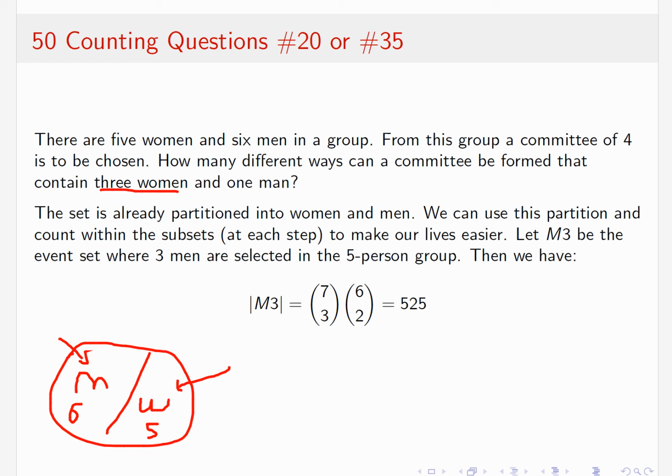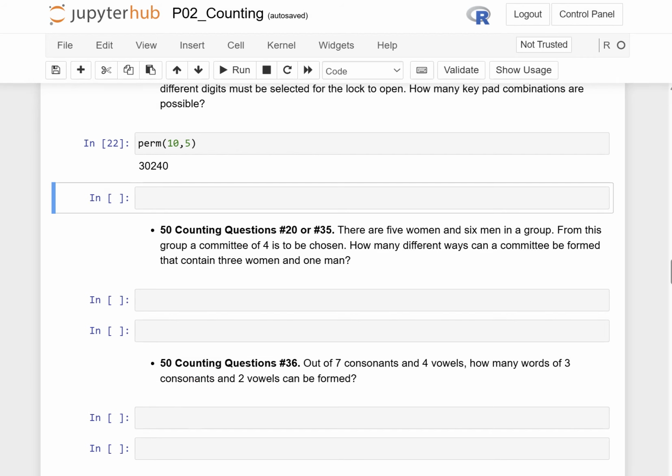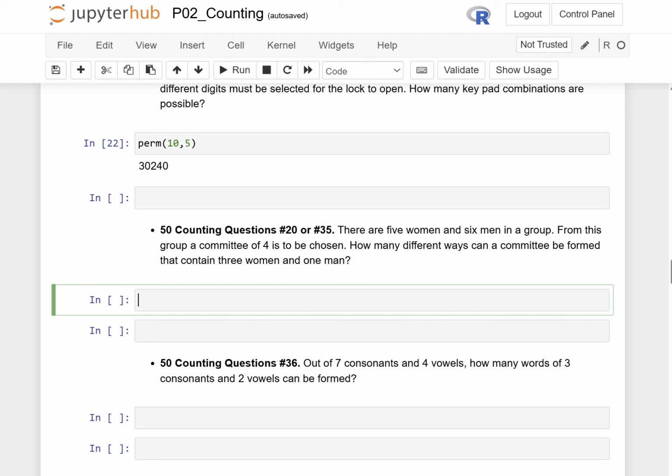Yes, 3 women and 1 man. So we're going to do 5 choose 3. Let me just get rid of this for a second, right? So 3 women. So we're going to do combin 5 choose 3 times combin 6 choose 1.